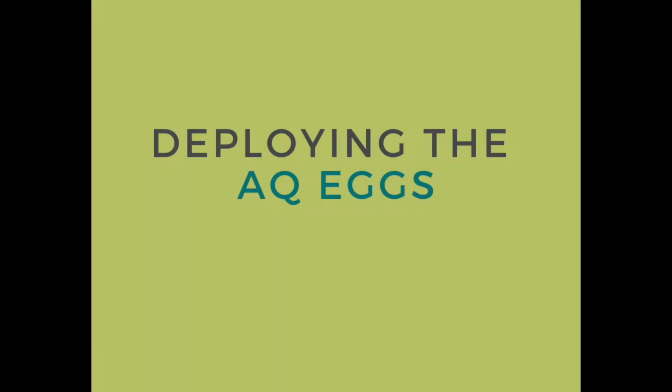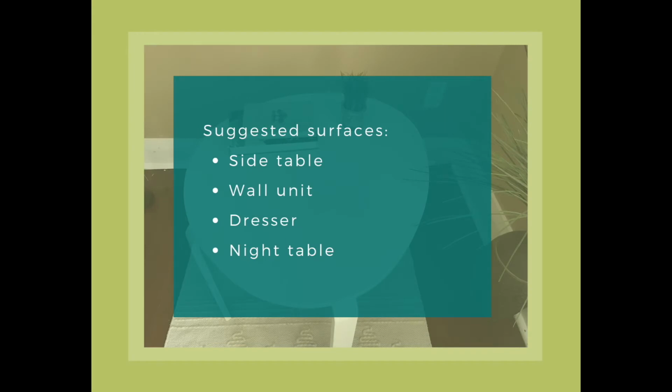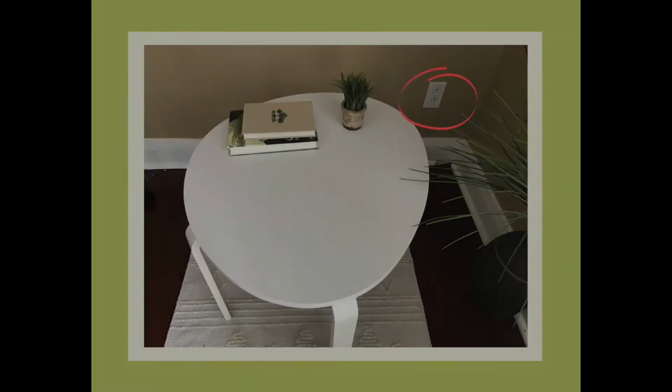Let's start with the AQ egg monitor. In the main living area, such as the family room or the living room, find a suitable piece of hard furniture where the monitor could be placed, such as a side table, a wall unit, a dresser, or a night table. There should be a nearby power outlet.